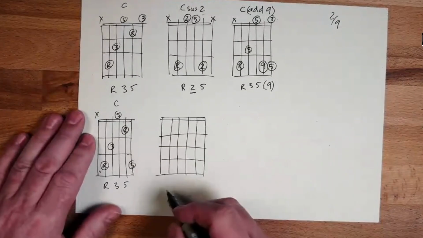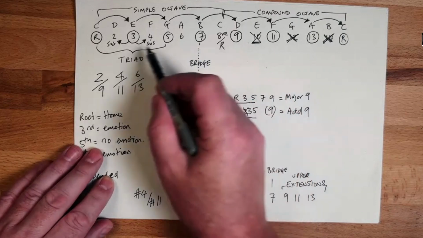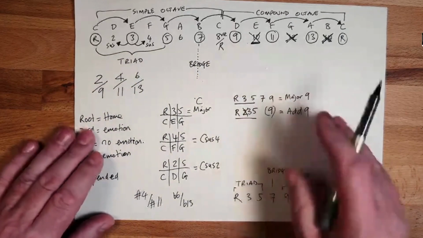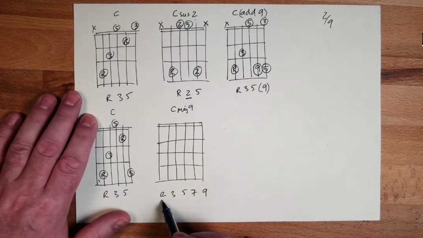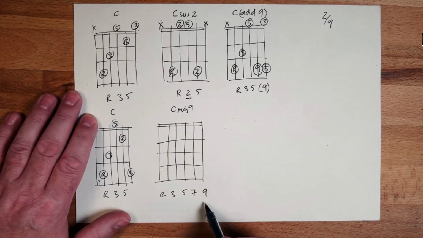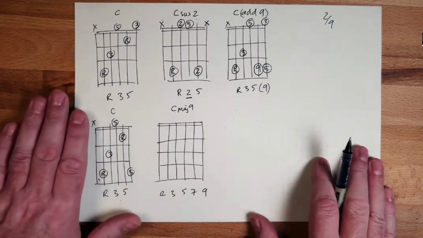We're going to add the root, the third, the fifth, and this time we're going to bridge all the way across because we're including all those notes there. So we need the root, third, fifth, seventh, and ninth. The more notes you add to a chord, the more complicated and more complex it's going to sound because you are adding semitones within that. You are adding clashing sounds.